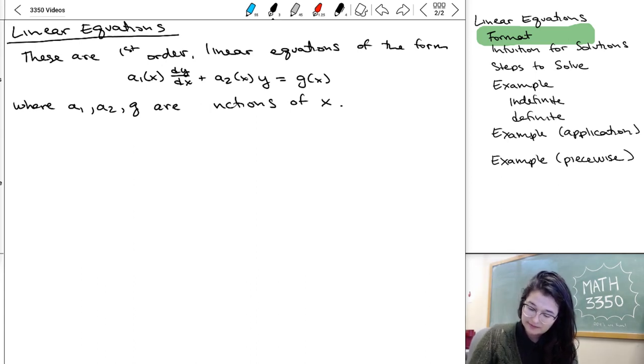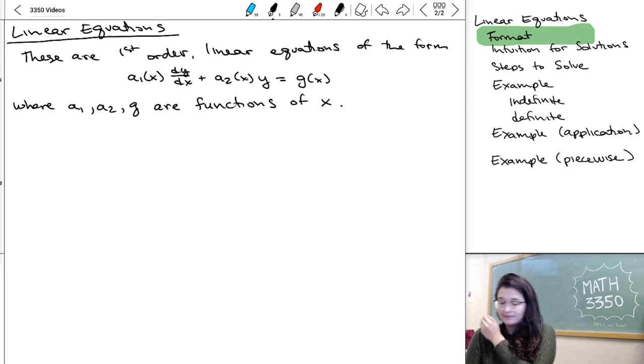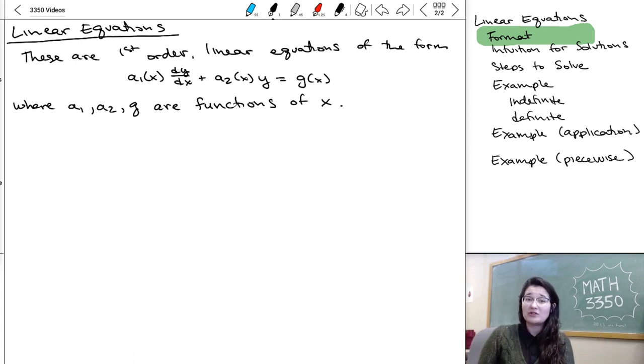That's functions. Similar to in prior sections, when I say a1, a2, and g are functions of x, those can be constant functions. So it could be 1 dy dx plus 2y equals 3. That's still a linear equation even though you don't explicitly see x.